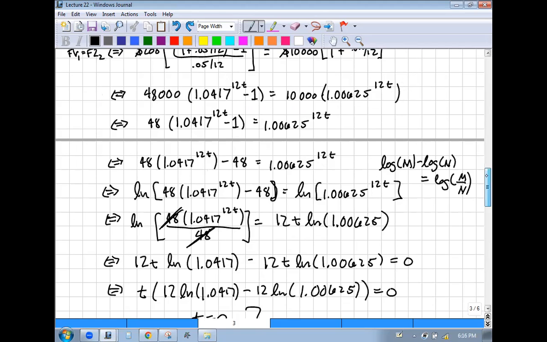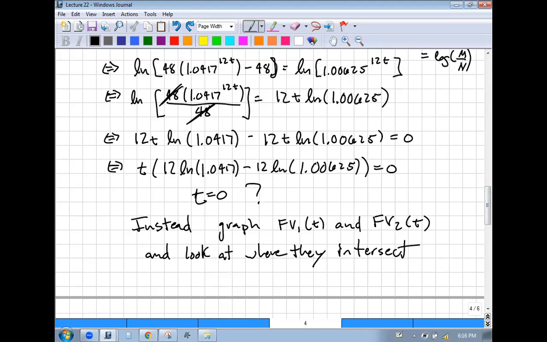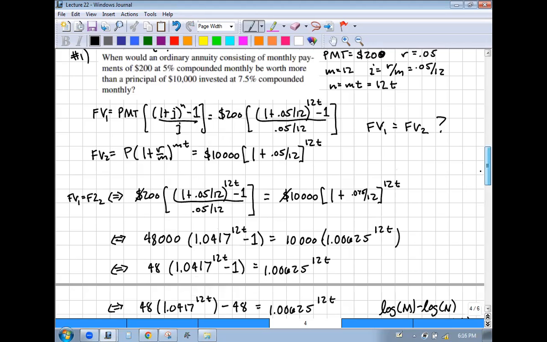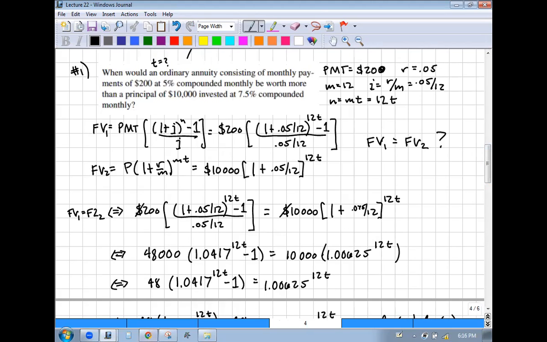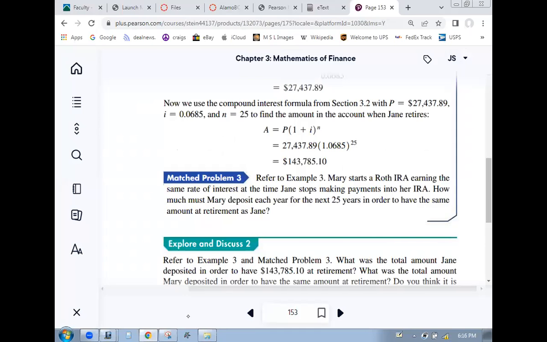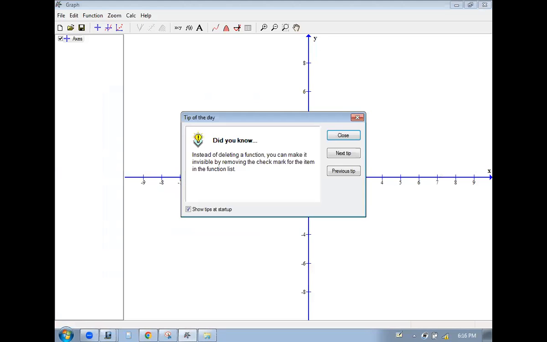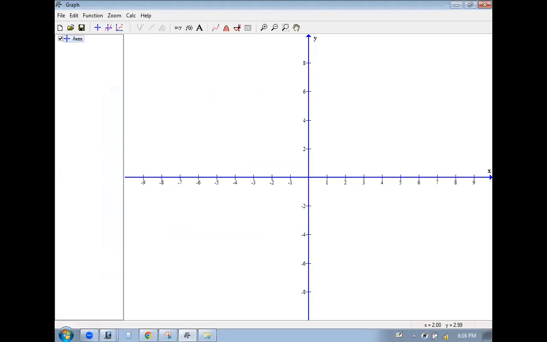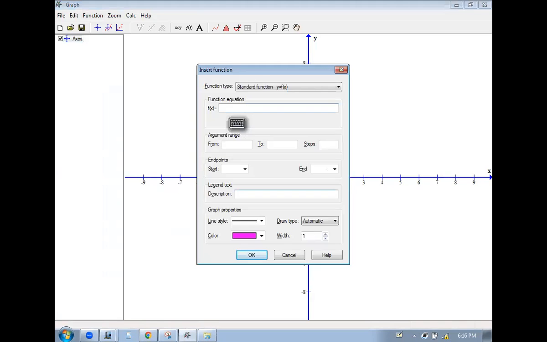So if they never cross, does that mean it can never be more? If we graph them, we'll find out real quick. Let's graph these so we know. Does that mean it's just not possible? It means never, yeah. So let's do that. What was the first function?